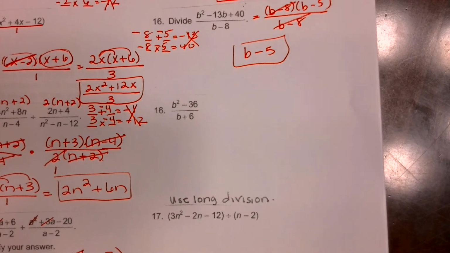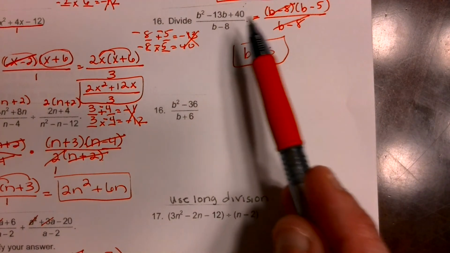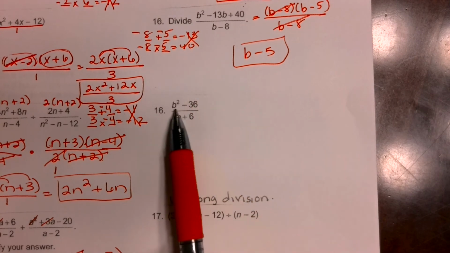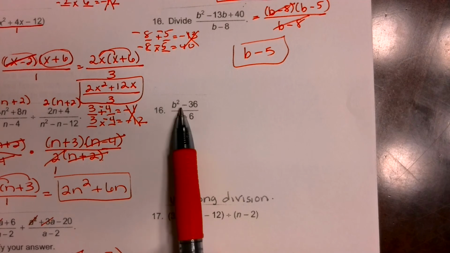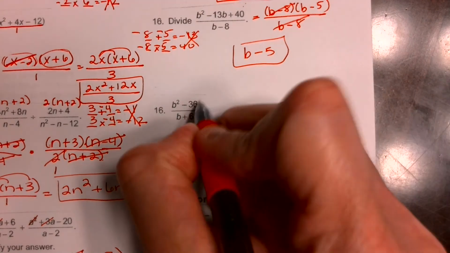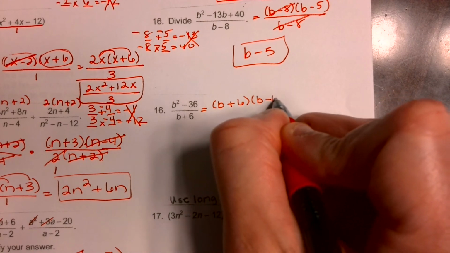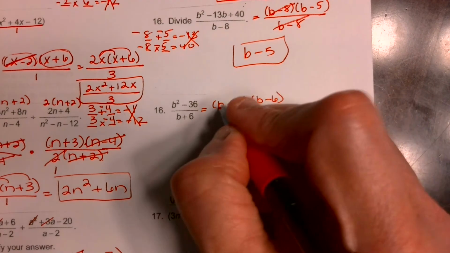Okay, this is another one of those simple ones, and I hope you noticed there were 2 types of 16s, because I want to make sure you're able to do this, whether it's a trinomial that you have to do this method, or this. What's this again? I just dealt with that in the other problem. A difference of two perfect squares. So you need to know that that is broken down b plus 6 and b minus 6, all over b plus 6. Lovely.